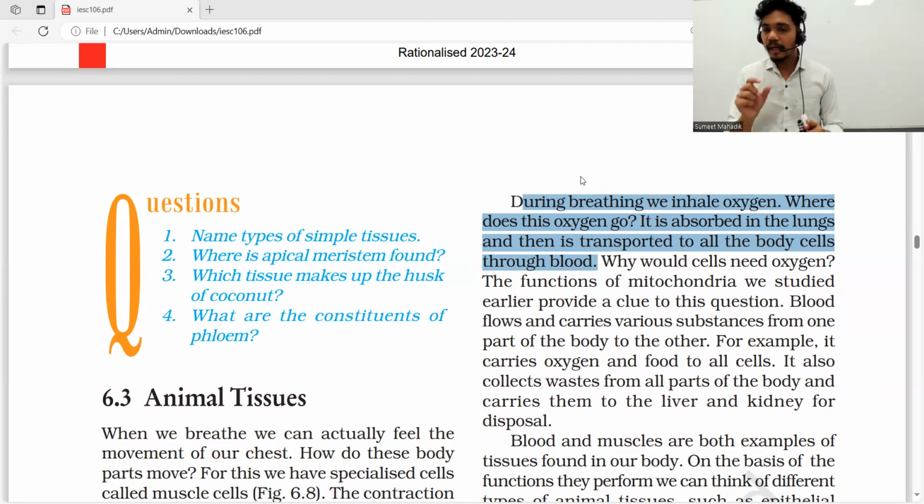Yes. So can I say that during breathing, we inhale oxygen? Where does the oxygen go? Inside the blood, and blood connects all the tissues. So who is the major connective tissue? Blood. Okay, the MCQs will be there.